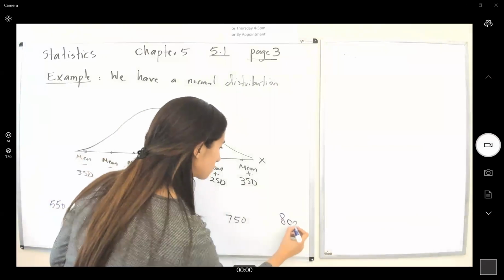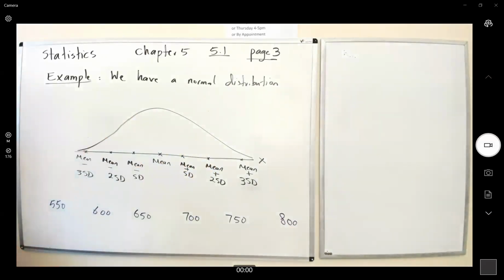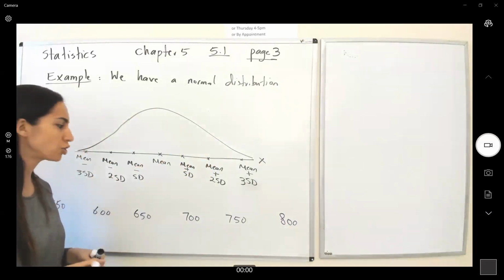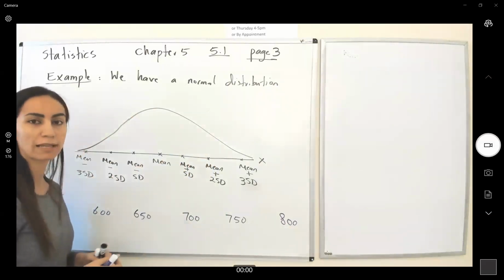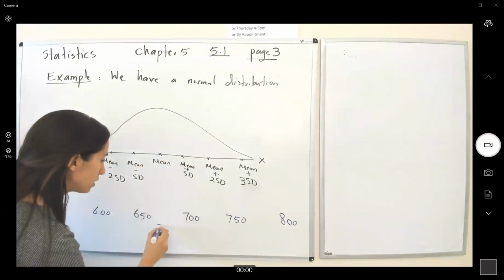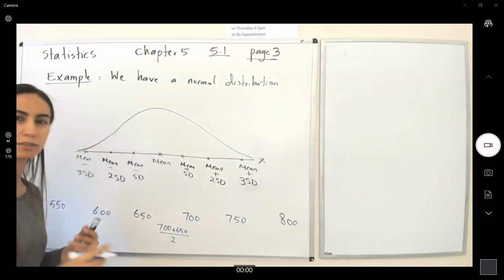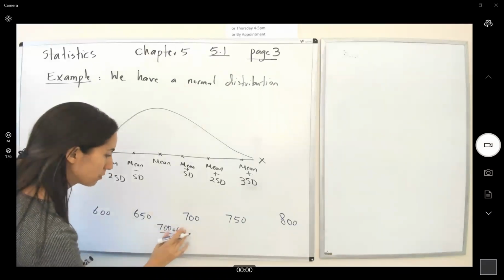Okay, what you can do, you can say that, hey, since mean is the middle number, it's going to be in between these two numbers. So how can we get an estimation? We can say that, hey, I'm going to add 700 and 650 and divide by 2 to get the average of these two.